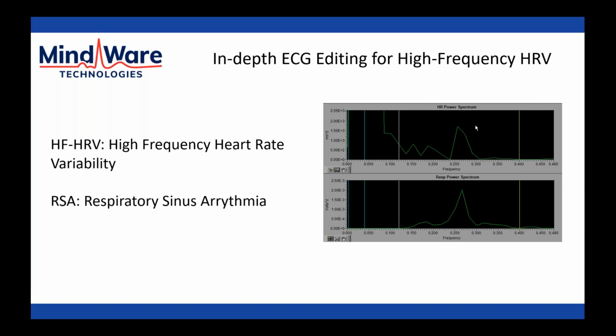That's why we're actually reporting high frequency heart rate variability, but we take the natural log of that statistic as a standardization for respiratory sinus arrhythmia to be reported. So that's the difference between the two. It's important to remember that, and that is what we are really editing for when we work in the HRV application.